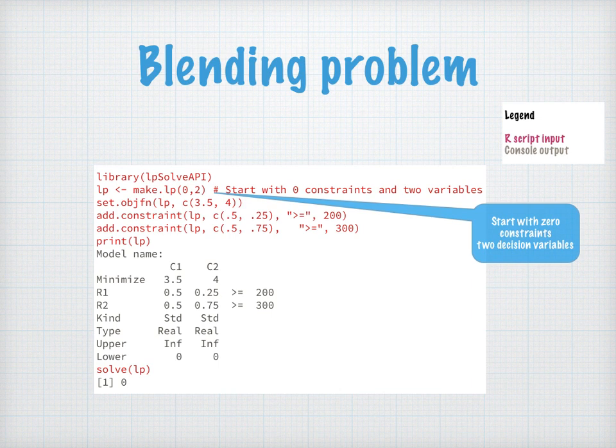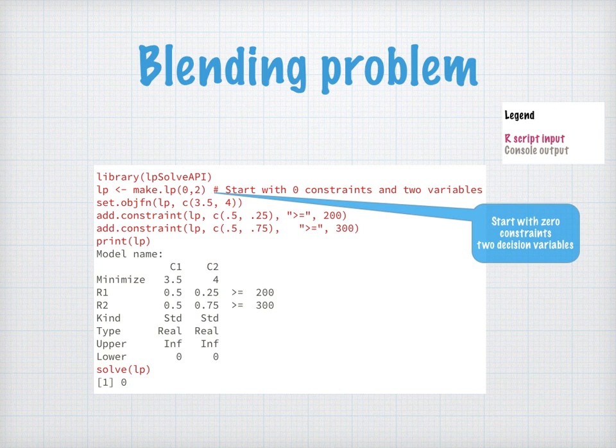So I've defined lp here, and I do a make.lp to start with 0 constraints and two variables, the two variables being the x and y. Next, we set the objective function. We tell it that the data is going to be stored in lp, and the 3.5 and 4 are the coefficients of the objective function. We then specify the two supply constraints. We've now specified the model, and we can check this specification by printing lp.